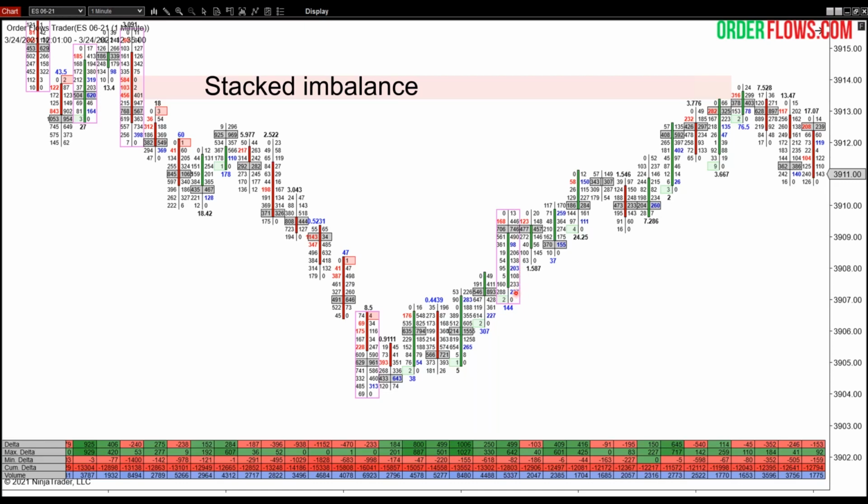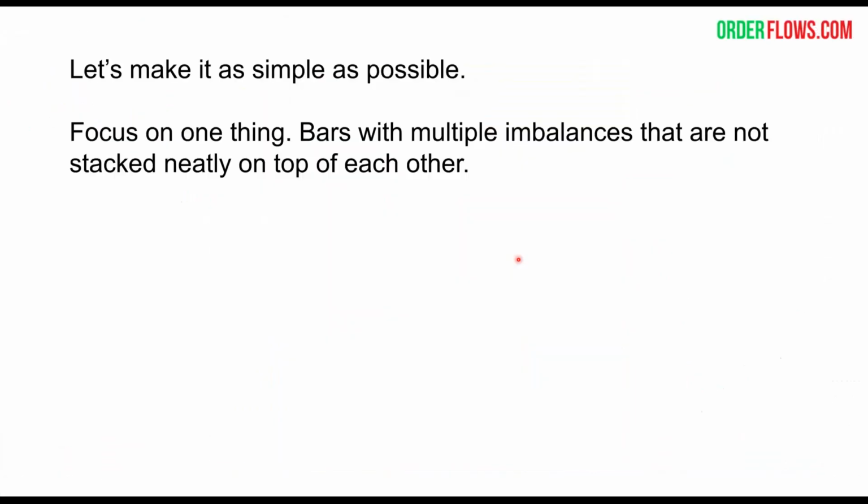Like here's 1: 2 against 237, 5 against 203, 19 against 98. They're not stacked neatly on top of each other. They're spread out. But what you have is aggressive buying spread out throughout the bar, causing imbalances in the bar. And that's important because people just aren't looking for that. But you have that aggressive buying in the bar.